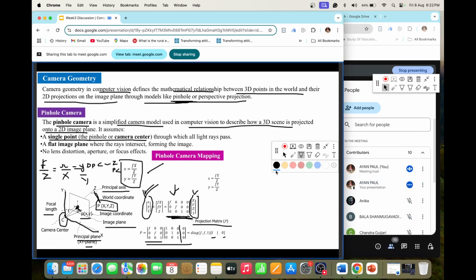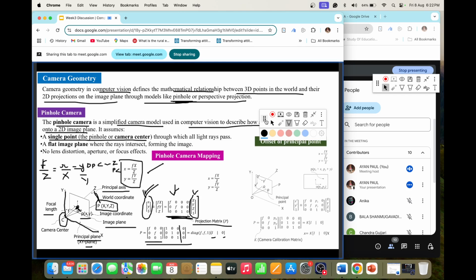Now let's move on to the next thing. This is the very simplistic form. Now let's make it a bit more complicated. We can complicate it by putting in the origin. The origin in the image plane is actually this origin, but now we are shifting the origin of the image plane, which is also known as the principal point.